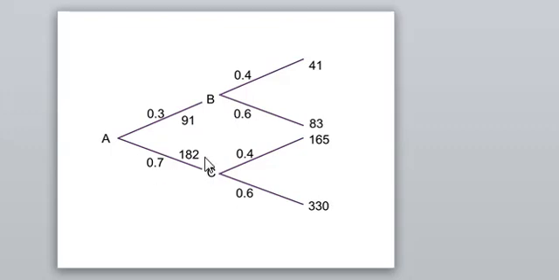Then we also have 0.6, because if you have 182 plus 165, you have how much? That is 347, and still it is a negative. Then we have 182 plus 330, it becomes 512. So this one is giving us a positive.